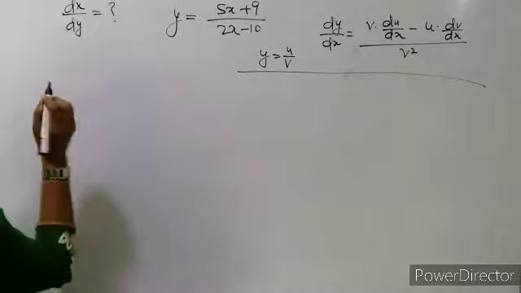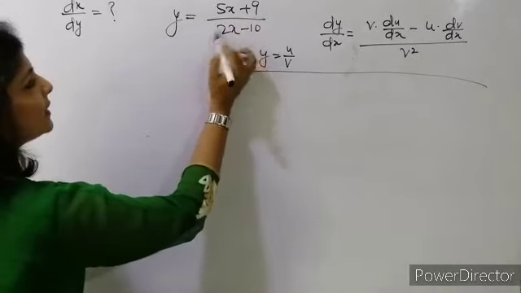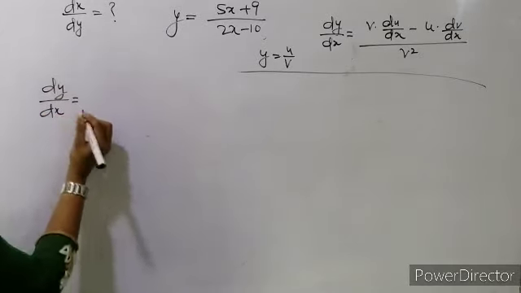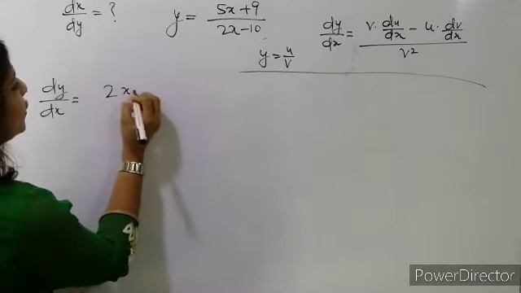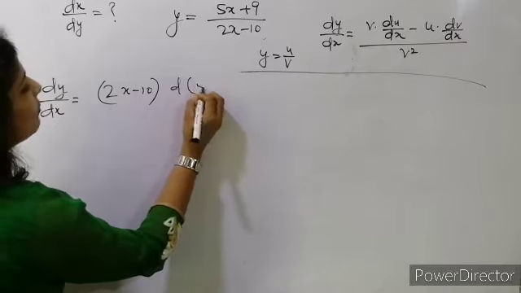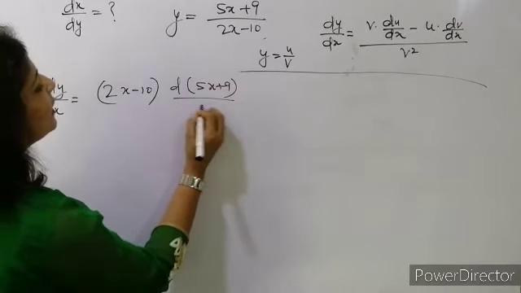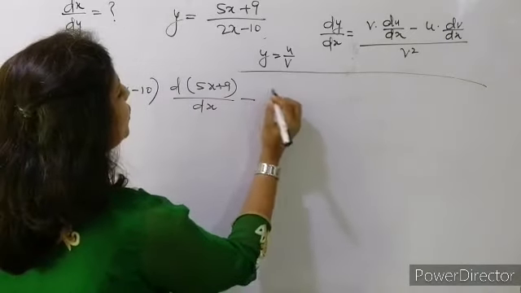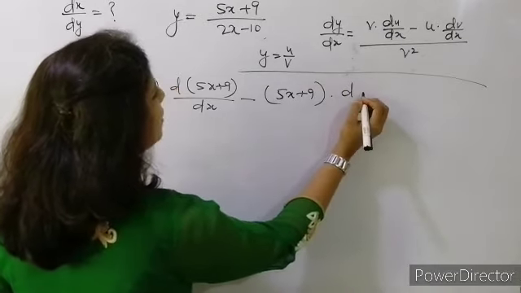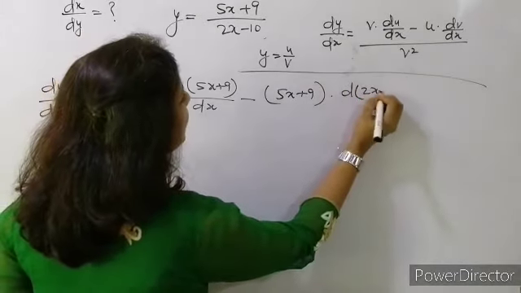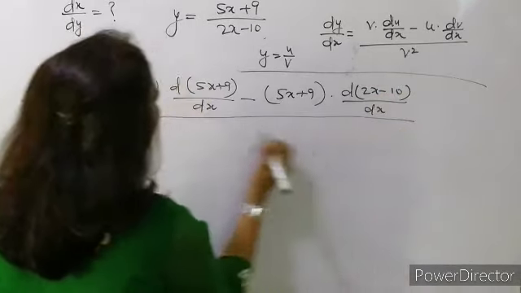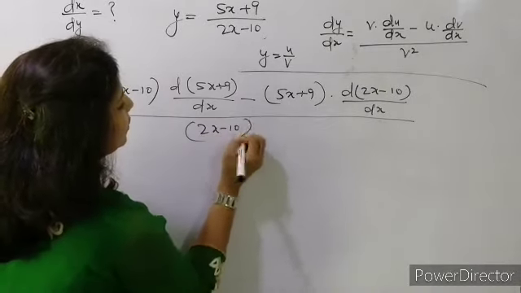So applying this formula, just put the values. This is u and this is v. So what will be the value of dy upon dx? Keeping v constant, 2x minus 10 as constant, then we have to find out d of 5x plus 9 divided by dx. Okay, minus, now keeping u constant, that is 5x plus 9, and we'll find out dv upon dx. So v is 2x minus 10 divided by dx. Okay, and v square, so (2x minus 10) whole square.